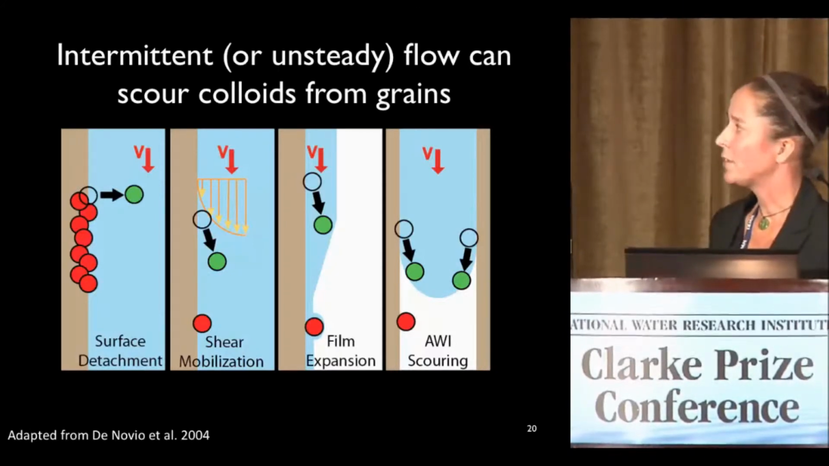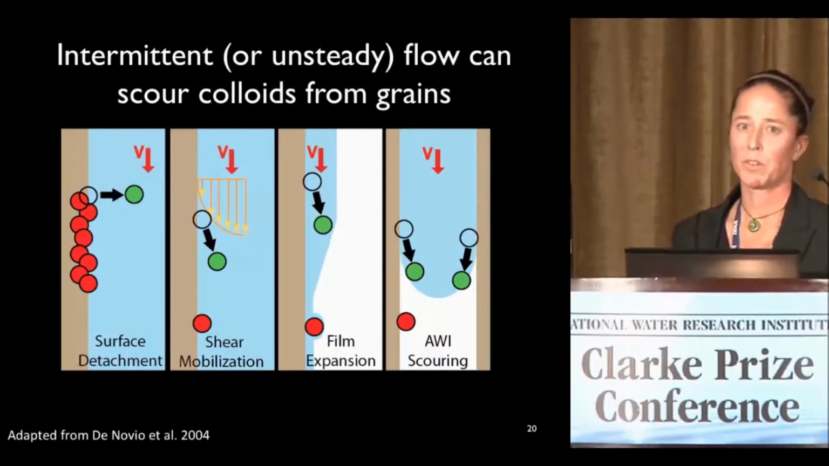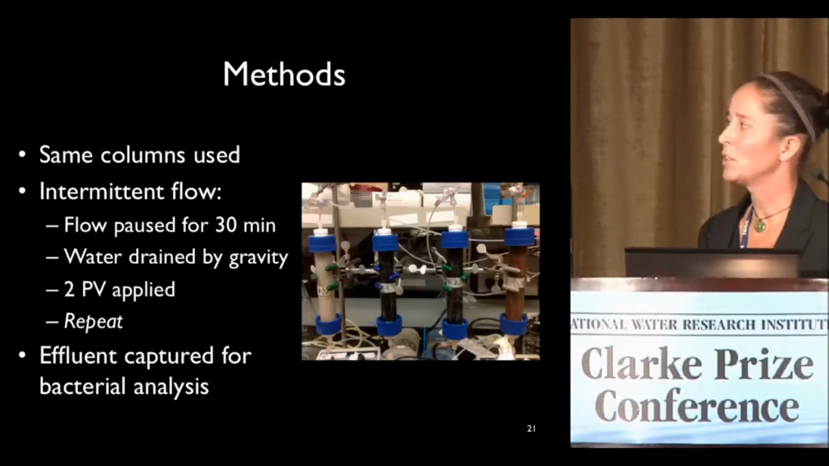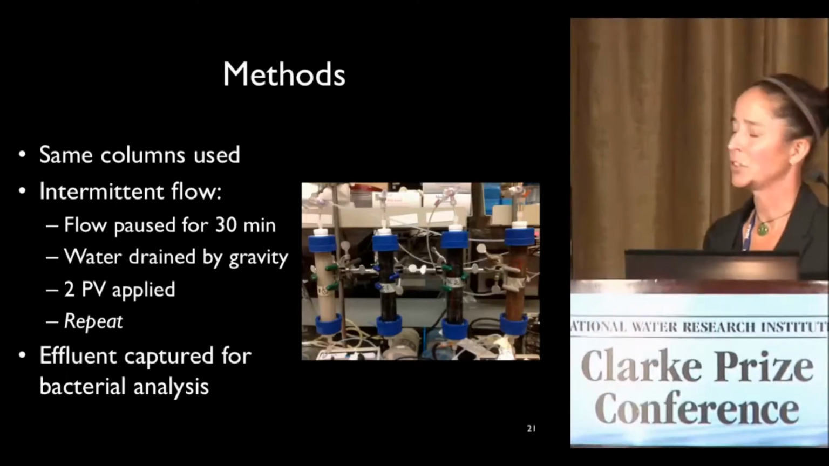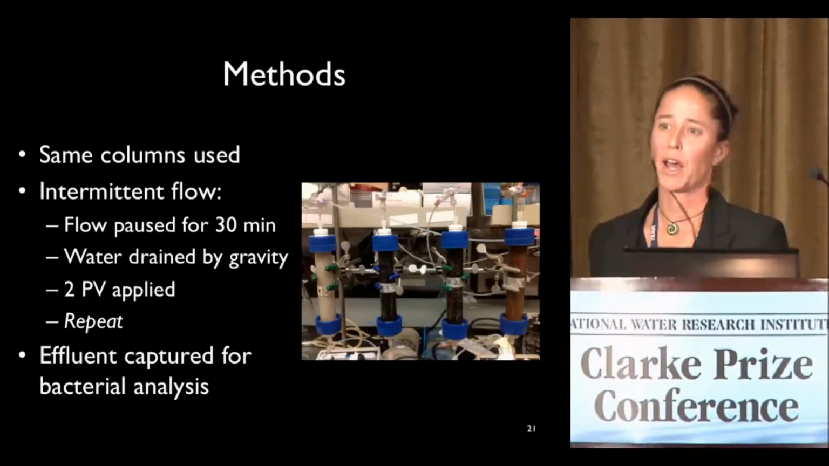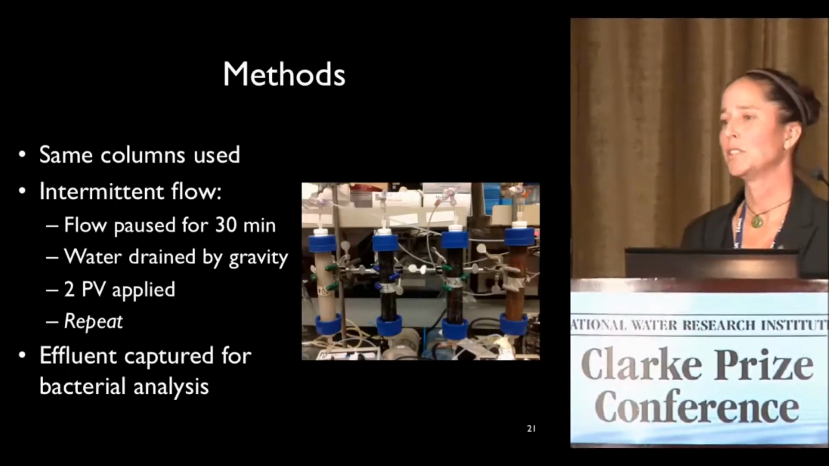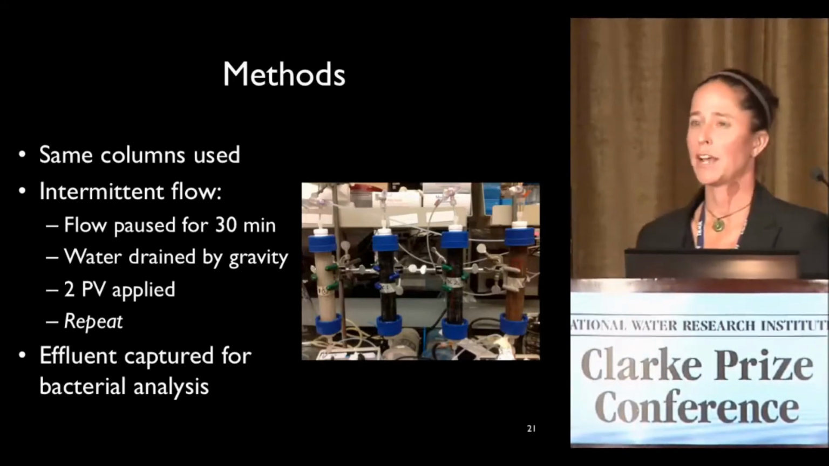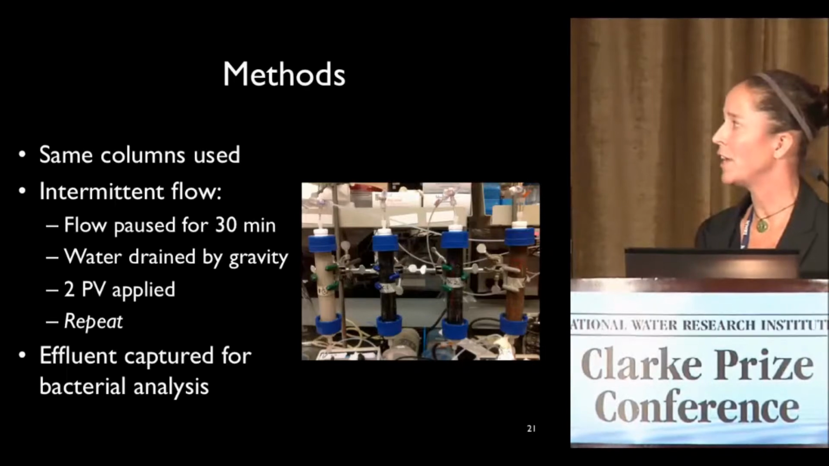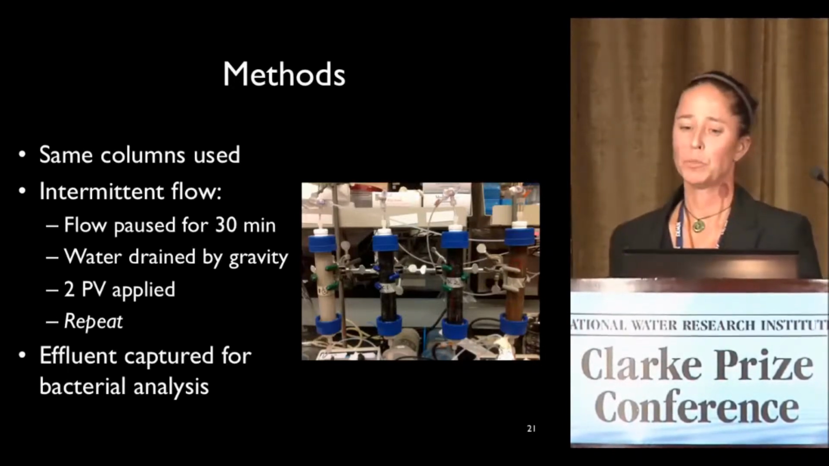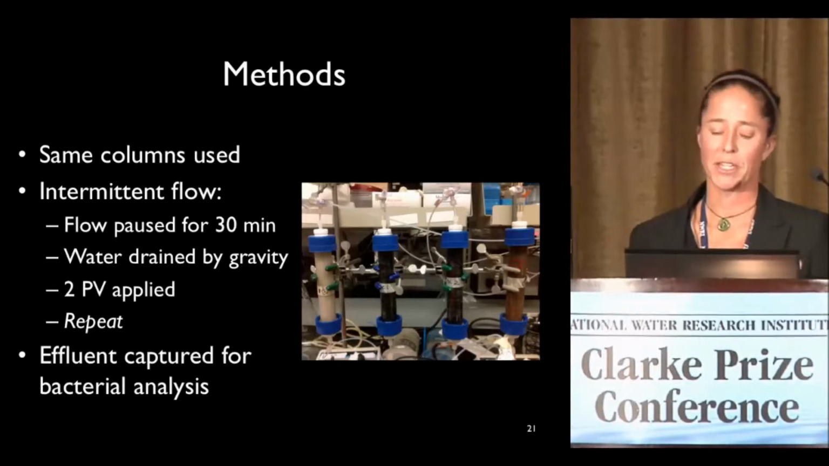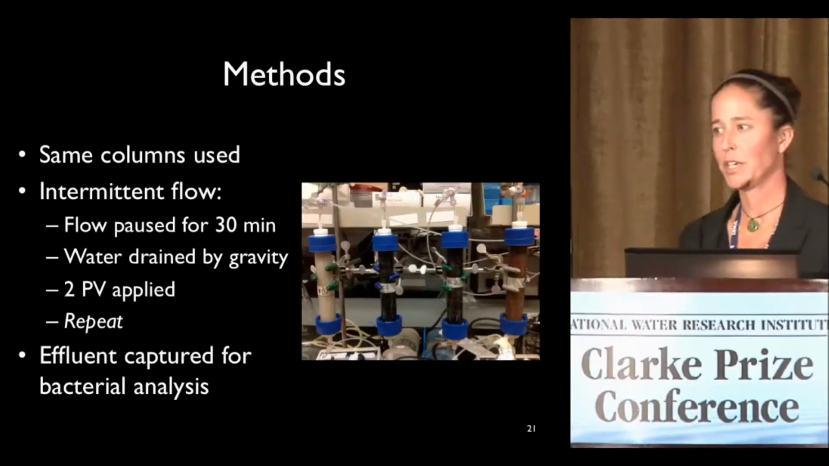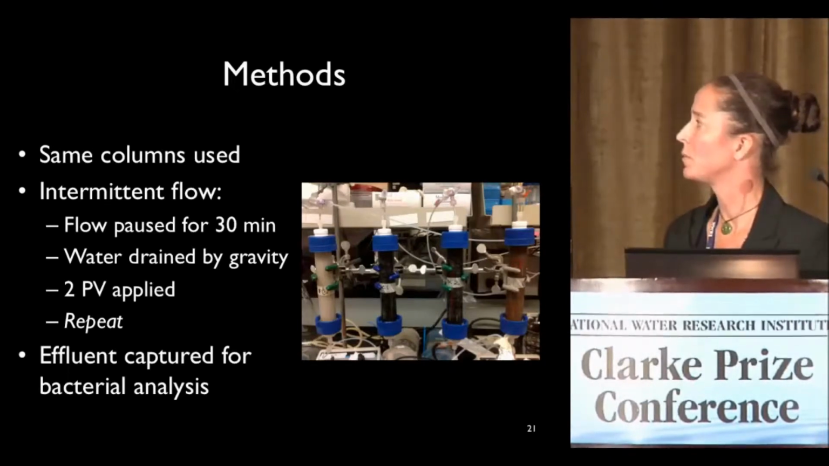So to test this, we used the same columns that we used in the previous experiments for all the different geomedia, and this time we subjected the columns to intermittent flow. So after they were contaminated with E. coli in the first half of the experiment, we stopped the flow. We let the water drain for 30 minutes, as it might drain after a rain event, and then we applied 2 more pore volumes of stormwater without any E. coli, then let it drain again and repeated, and captured the effluent to look at what came out.